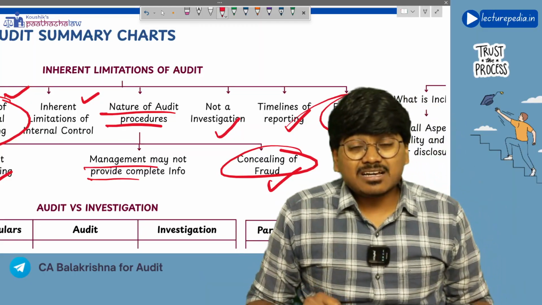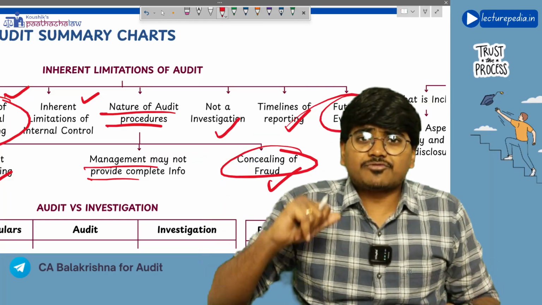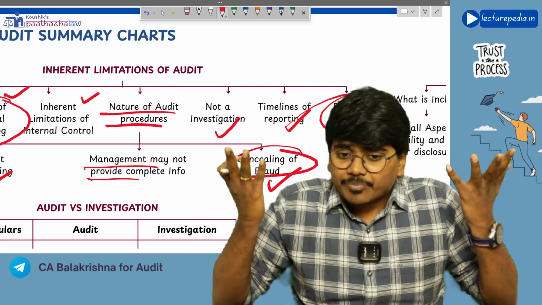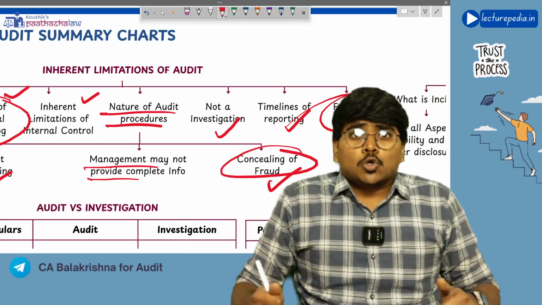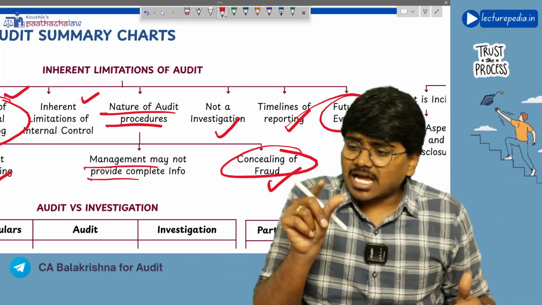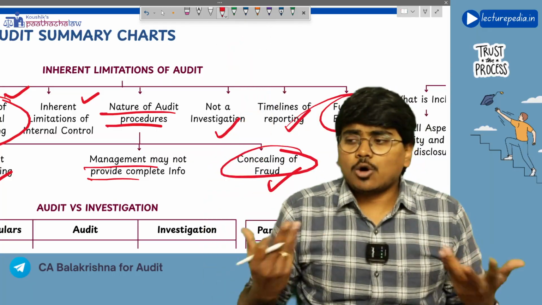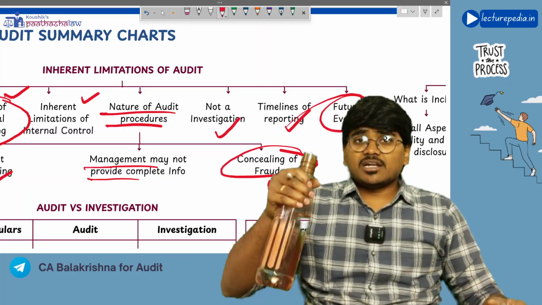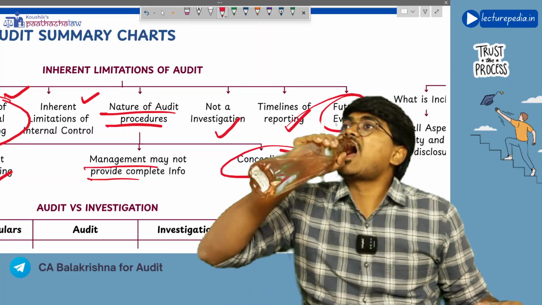Next, future events. In the financial statements, there will be various future events, just like I told you, provision for bad debts. It is not known to management itself whether that amount will actually occur or not. So how can the auditor accurately predict? So this is also one of the inherent limitations of audit.